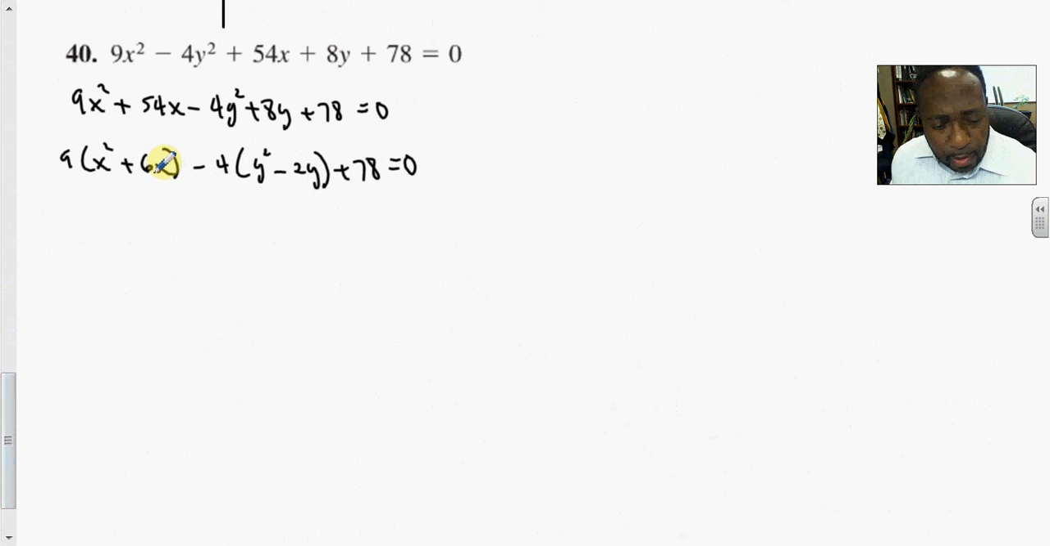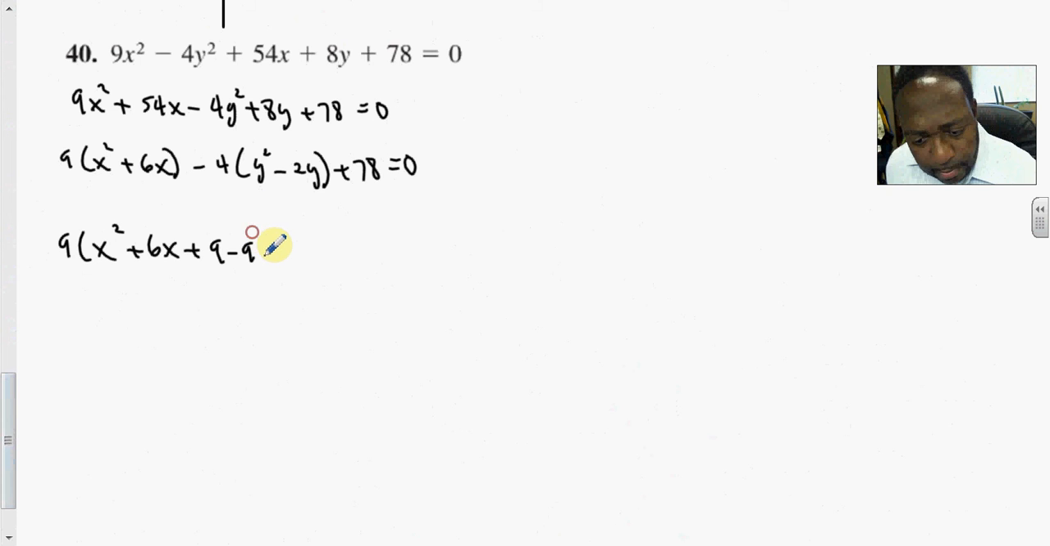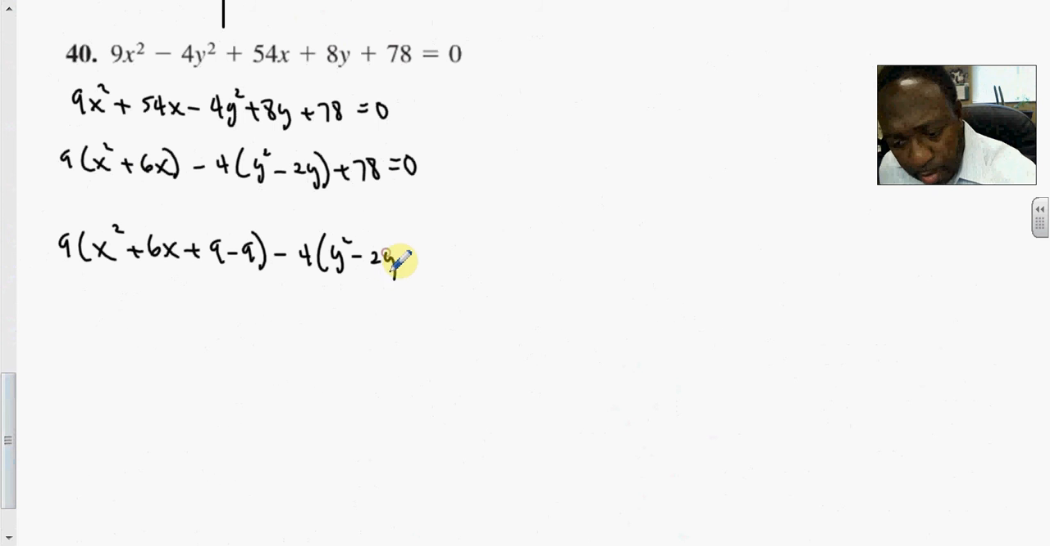Complete the square on this x. So we take half of 6, we get 3. We square it, we get 9. So we're going to add 9 and subtract 9 within the parentheses. Minus 4 times parentheses y squared minus 2y. Take half of -2, we get -1. We square that, we get 1. So we add 1 and subtract 1 within the parentheses.